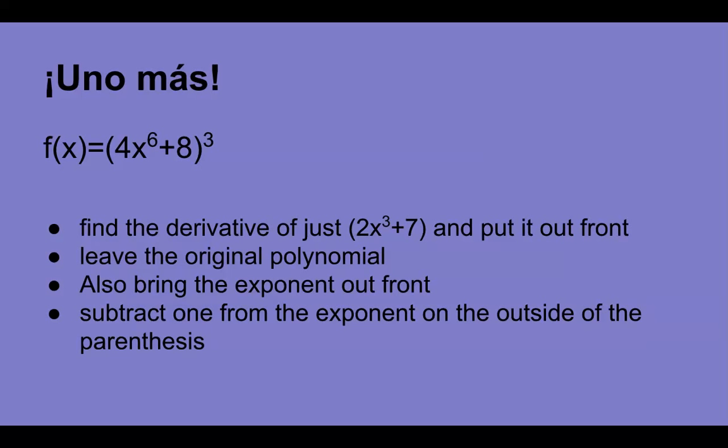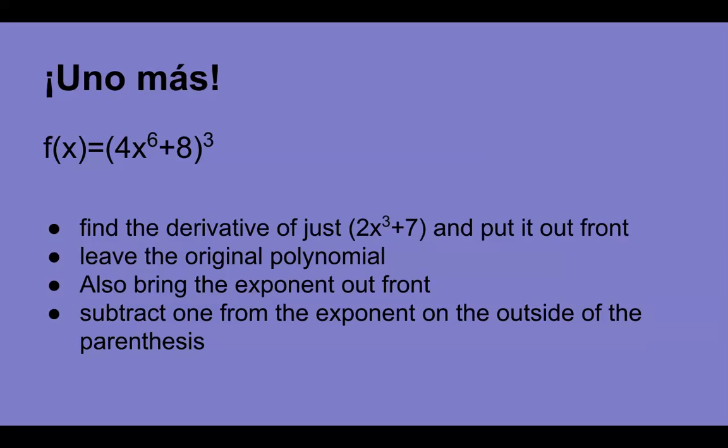One last problem. We are going to have f of x equals (4x to the 6th plus 8), all raised to the 3rd power. So just like in all the other problems we've done, we're going to find the derivative of the inside. That should not say 2x cubed plus 7, that should say (4x to the 6th plus 8) to the 3rd. My apologies there. Just use what's at the top.